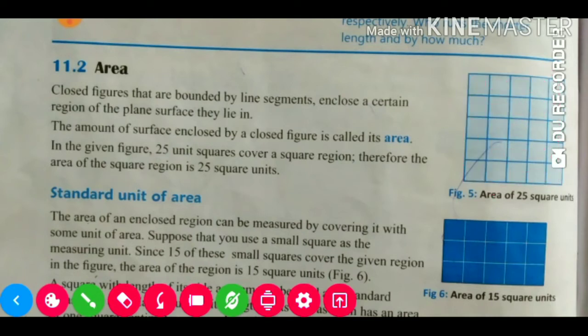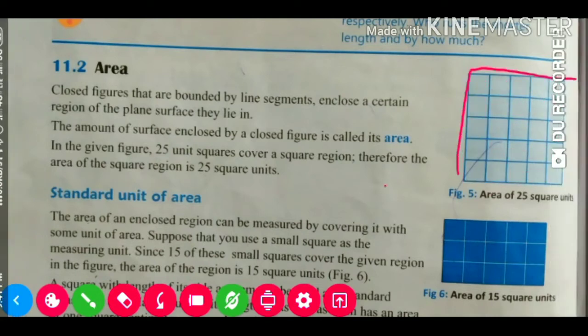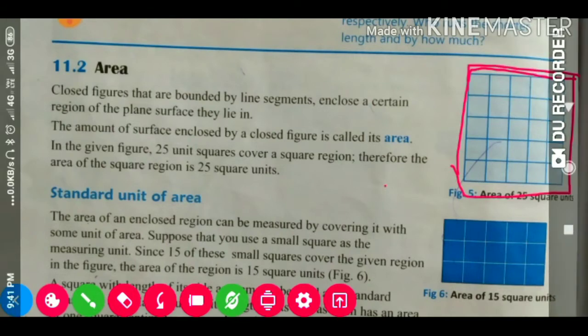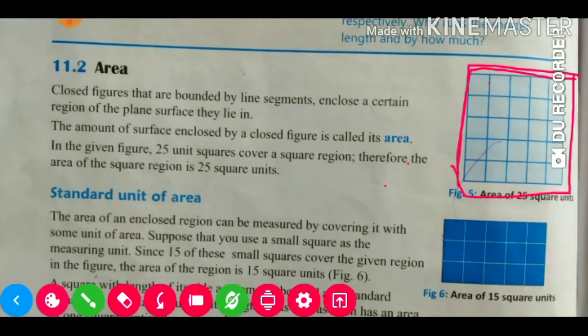Before, we went to perimeter. This means the line one is our perimeter, the sum of all of these. And area is what? The inside portion, how much portion is enclosed, this is our area. Now we'll start our exercise 11.2.